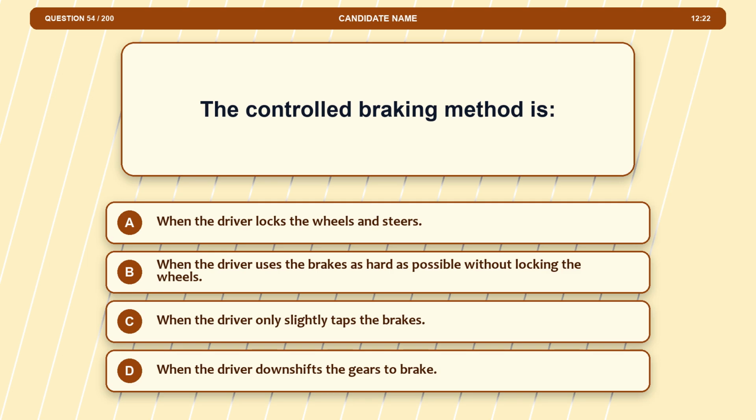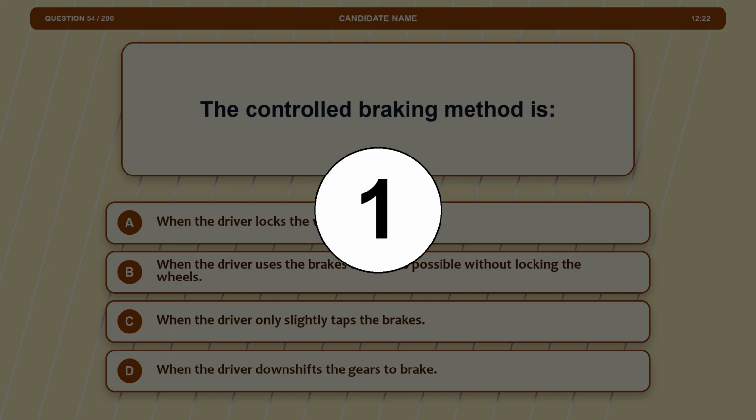Question 54. The controlled braking method is Option A, when the driver locks the wheels and steers. Option B, when the driver uses the brakes as hard as possible without locking the wheels. Option C, when the driver only slightly taps the brakes. Option D, when the driver downshifts the gears to brake.